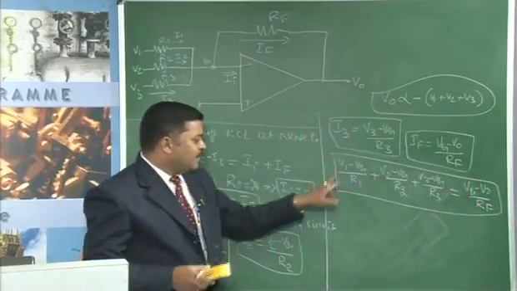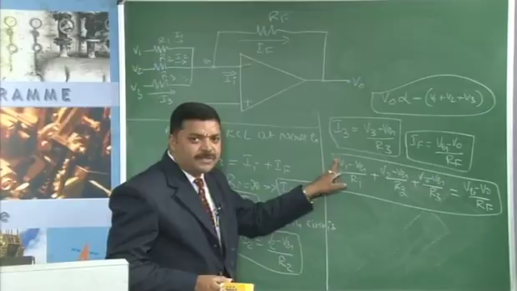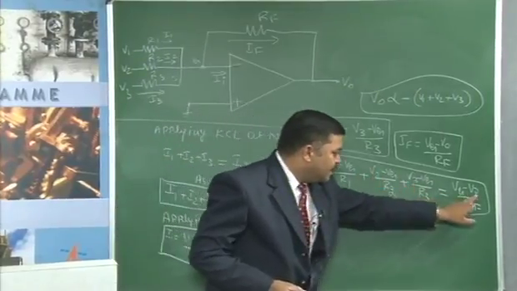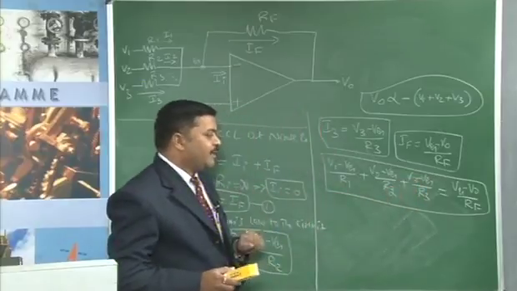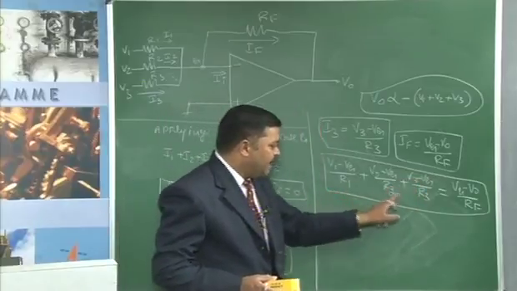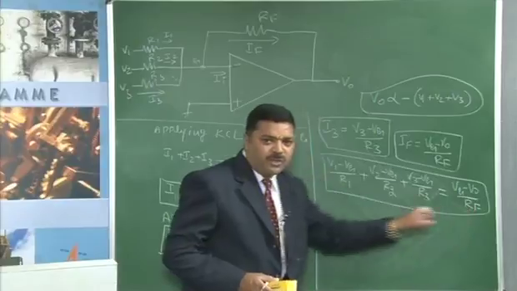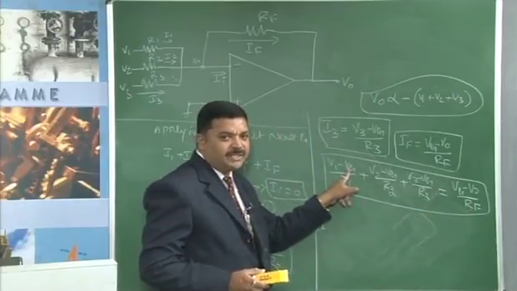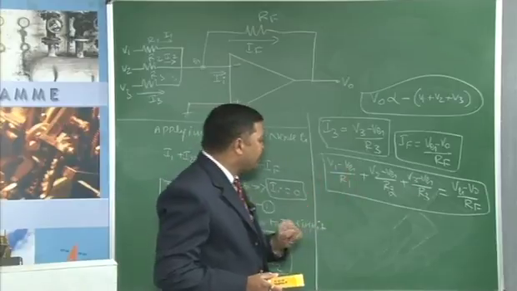Here we know V1, which is the applied signal, V2 we know, V3 we know, and V0 we need to find out. R1, R2, R3 and Rf we know. The only unknown parameter here is Vg. What is the voltage at node G? We need to find out.